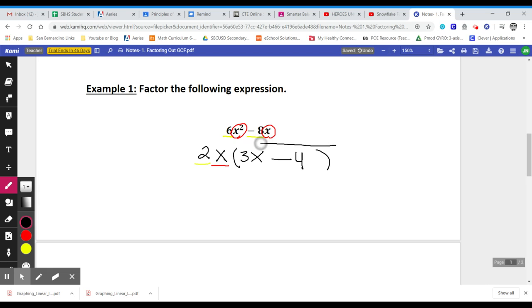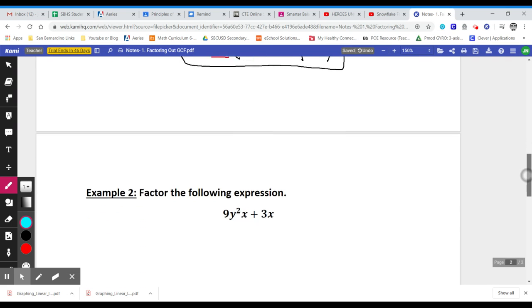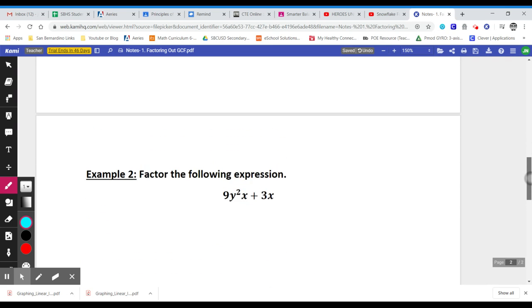So my final answer is this. The greatest common factor, or the factored out expression for this, is 2x times 3x minus 4. So we're doing distributive property, but in reverse. If you want to check your answer, you can feel free to check your answer. If you take this times that and this times that, it should give you the original problem.